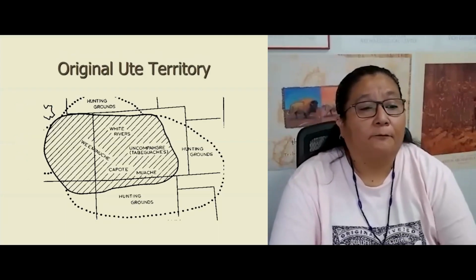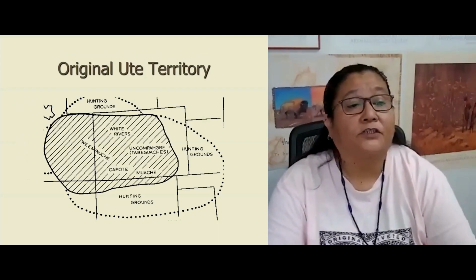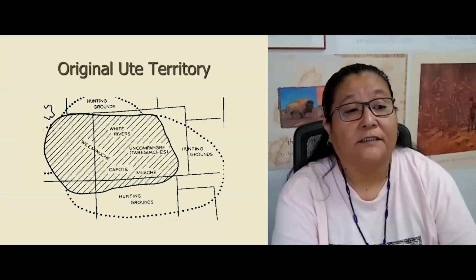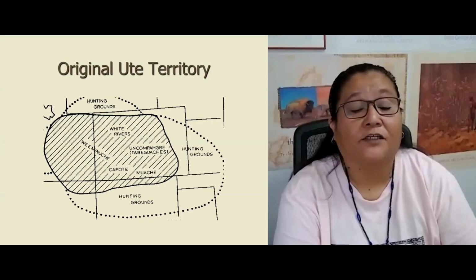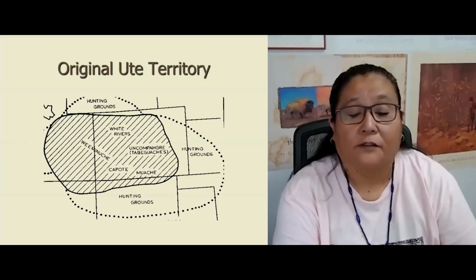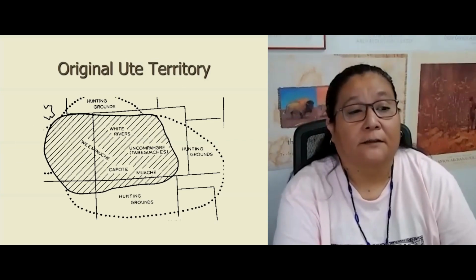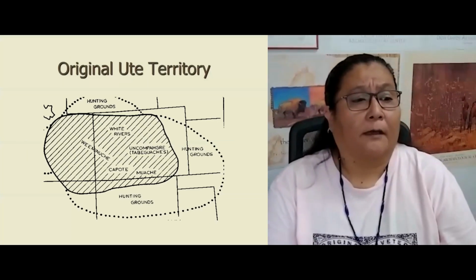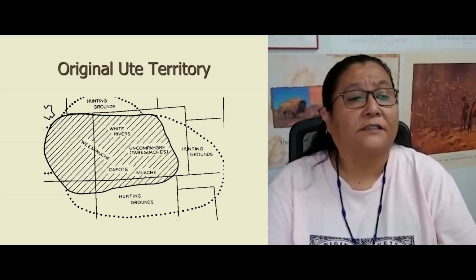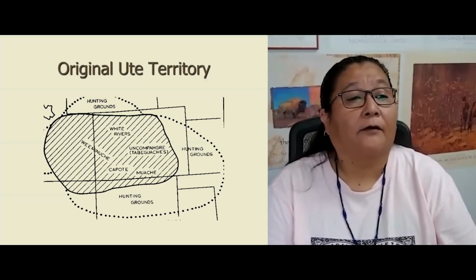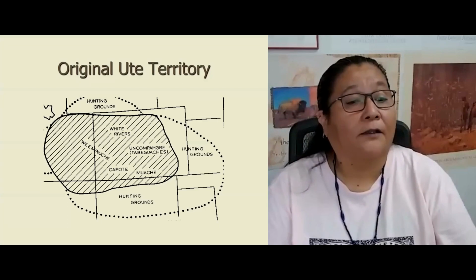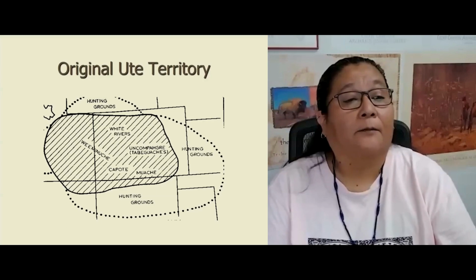So here's a picture of our original land territory. And you all know that Utah is named after the Utes. When the Spanish were in this area, they used to refer to us as Utahs. And so we have part of Utah, and you can see a lot of Colorado. The hunting territory expands into Oklahoma, a little bit of Texas, Utah, Arizona, and up into Wyoming.